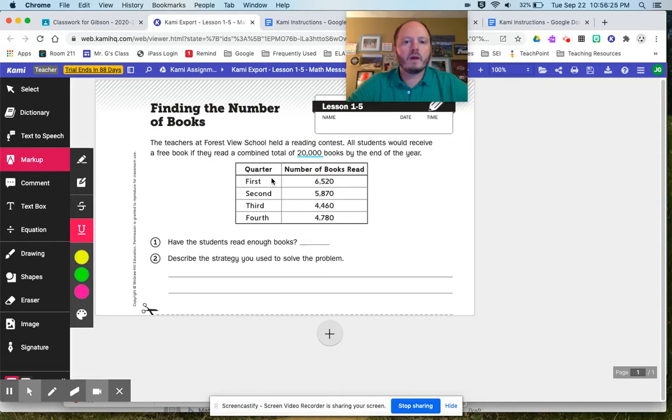Now, they broke up the year into 4 quarters, 4 parts. First quarter, we have this number of books read by the school. Second quarter, this number read. Third, this number. Fourth, this number.